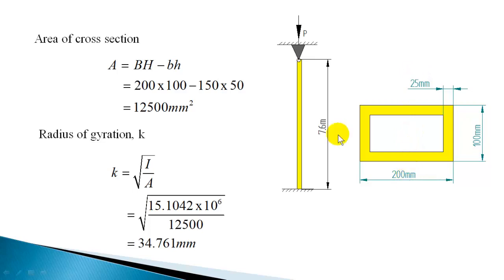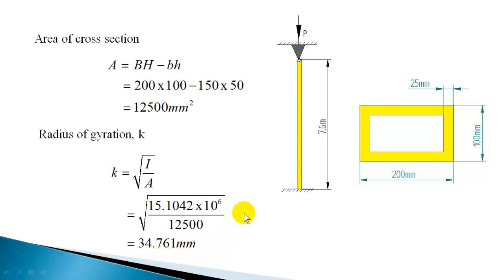The column in this case can buckle only in this direction, because with respect to this axis you have the least moment of inertia, and the buckling chance is only in this direction. It cannot buckle in the other direction, because it will offer more resistance to buckling there. So the column buckles in the direction perpendicular to the axis with the least moment of inertia. So you got the least radius of gyration.